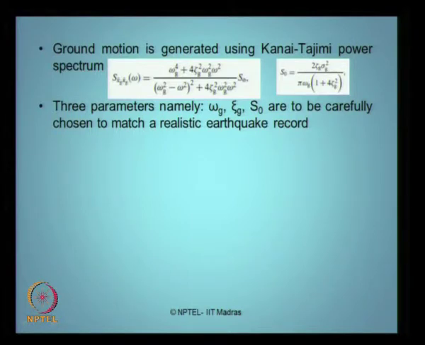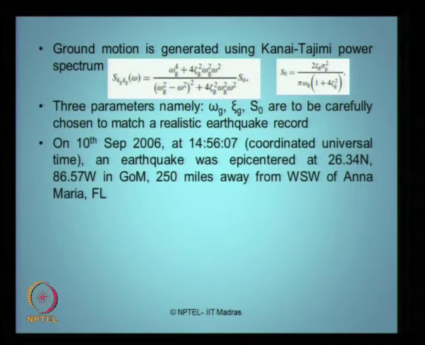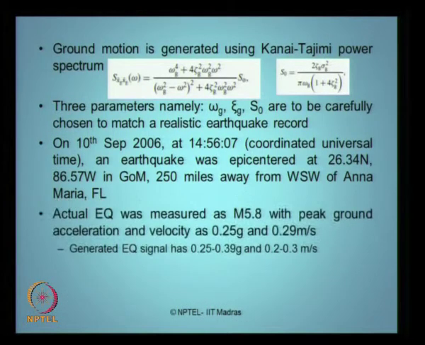They should be carefully selected to match a realistic earthquake. Now there was an earthquake in the Gulf of Mexico on September 10, 2006 at 14:56 IST, at a specific epicenter of 26.34 north and 86.57 west, nearby 250 miles away from Florida, where in the Gulf of Mexico a Mars TLP is located. So a specific spectrum of this M 5.8 Richter scale earthquake has been picked up with a ground acceleration of 0.25 g and 0.29 meter per second, and this has been used to generate a signal which looks like this here.